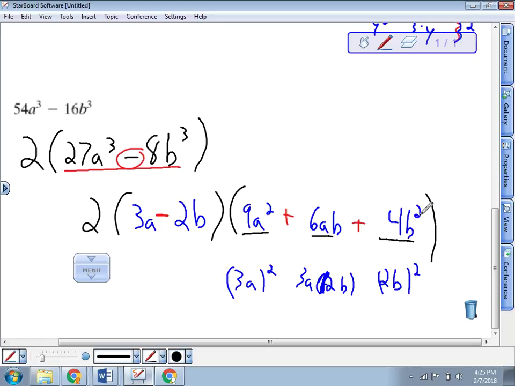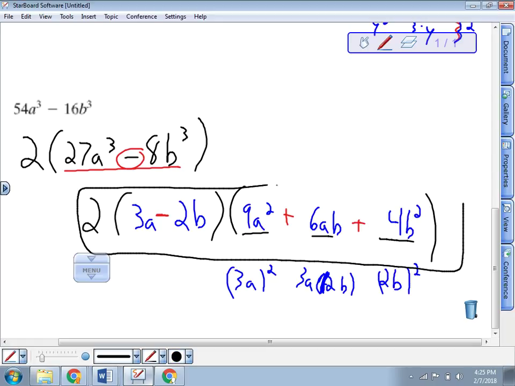And there is our final answer. So don't forget to take out that GCF and then just follow the pattern of SOAP. And that's how you factor the sum or difference of perfect cubes.